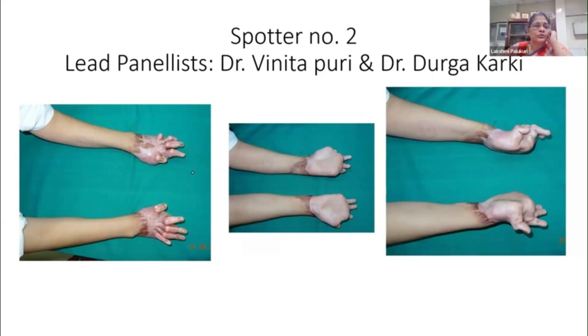Team 2. It is the intrinsic minus position, ma'am. There is hyperextension of the MCP joint and flexion at the PIP joint. Okay, and what about the thumb? The thumb is adducted, ma'am. Adducted. Okay. Now, what is the reason for these deformities in the bones?